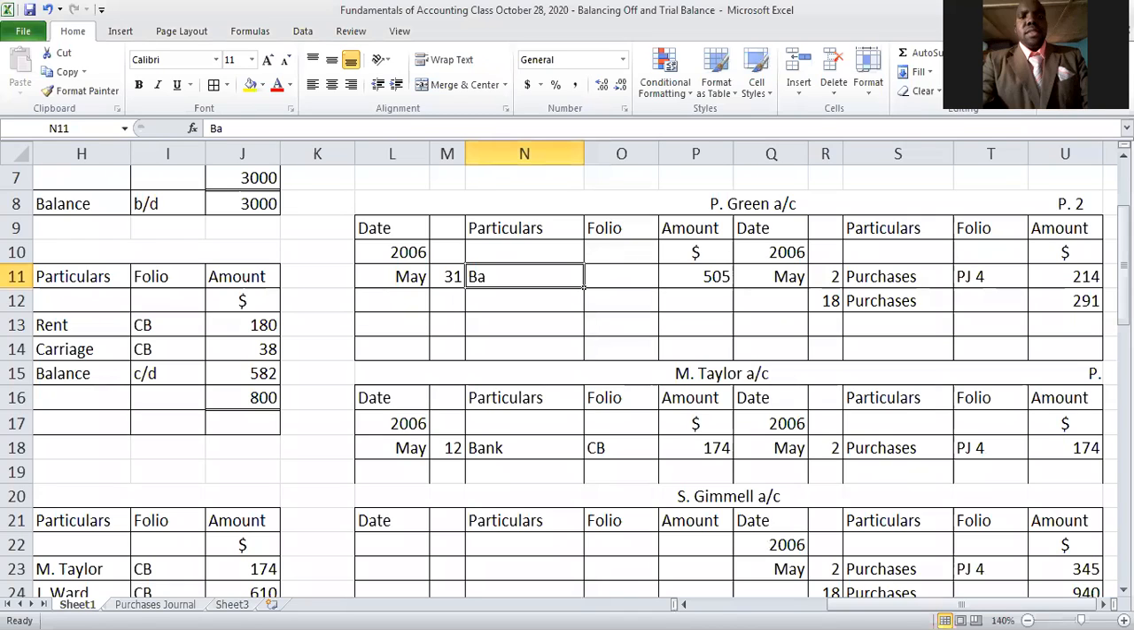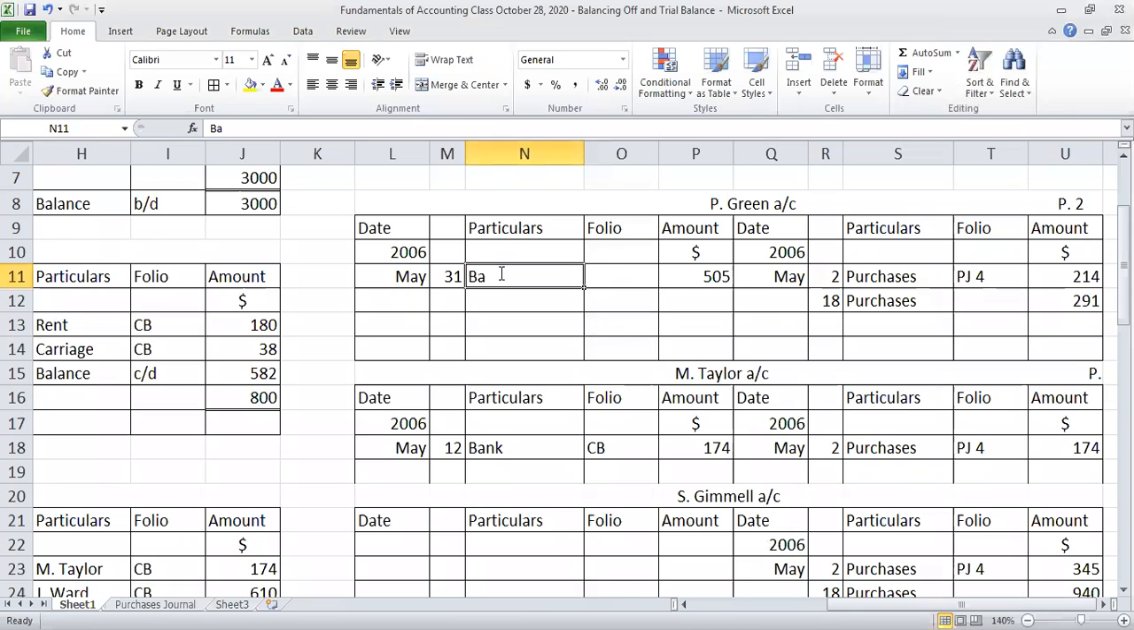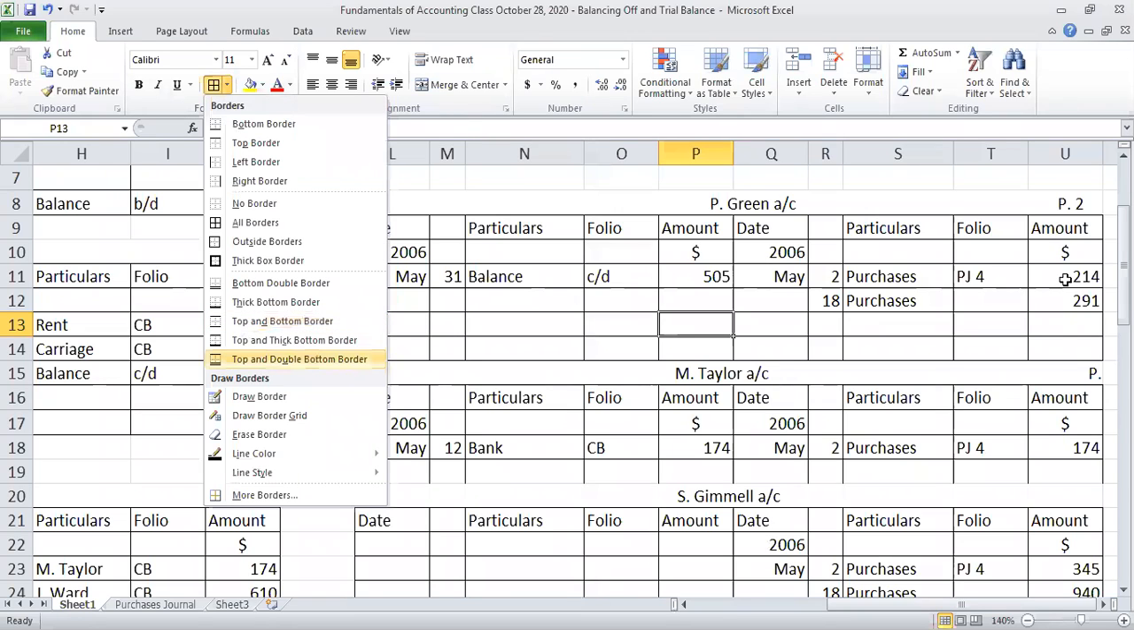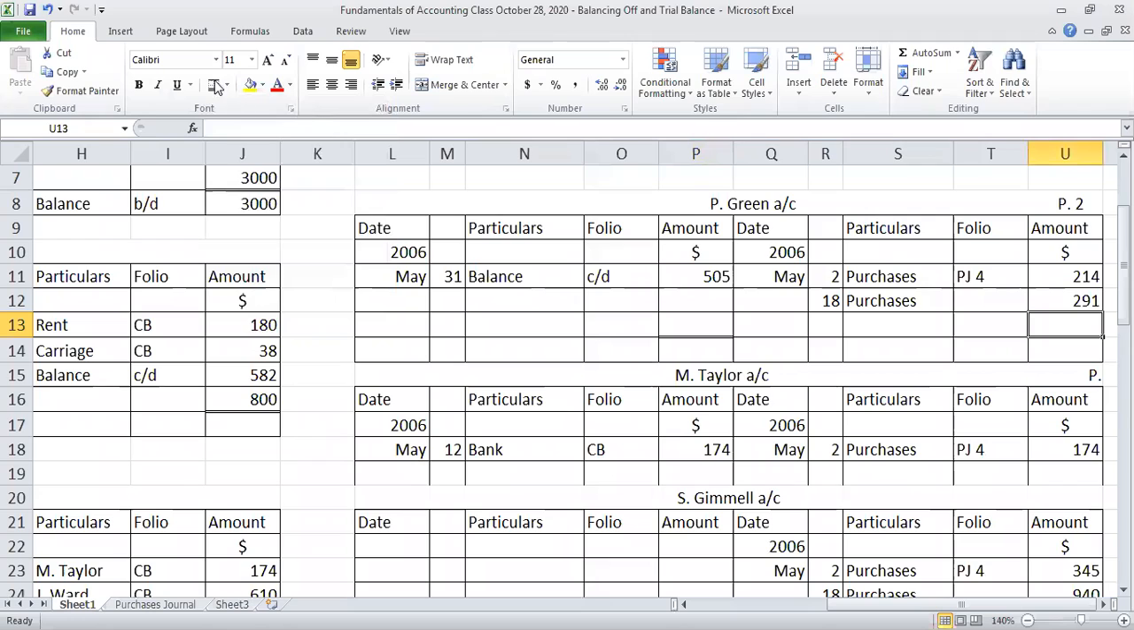All right, let's resume now. So I was saying a while ago that you're balancing off P Green now. So you balance CD, and then you put in a single and double line in this case. Keep it on the same level, so you have 505 and also 505. Therefore, P Green's account has a credit balance of what? 505, because the credit side is greater than the debit side.